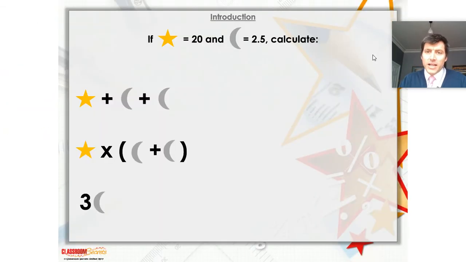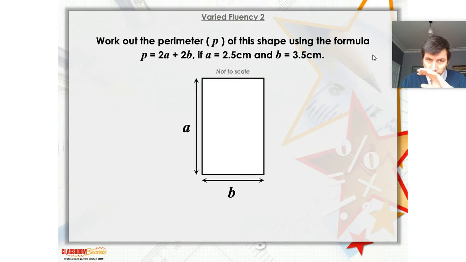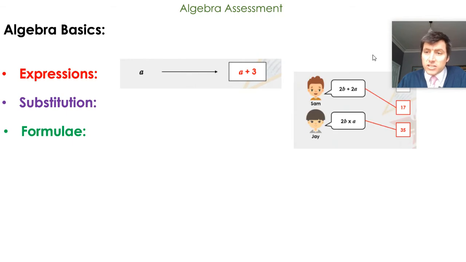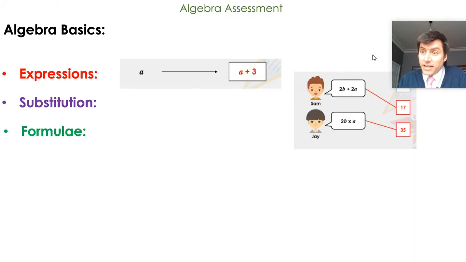And finally, we've got formulae. This is the way that we represent things as calculations. Rather than having numbers, we sometimes just have the letters to demonstrate what we're showing. So here, the perimeter is 2a plus 2b. So this is the expression, a plus 3. This is the substitution, where we're changing the letters for numbers. And the formula, finally, is the final representation of a calculation.